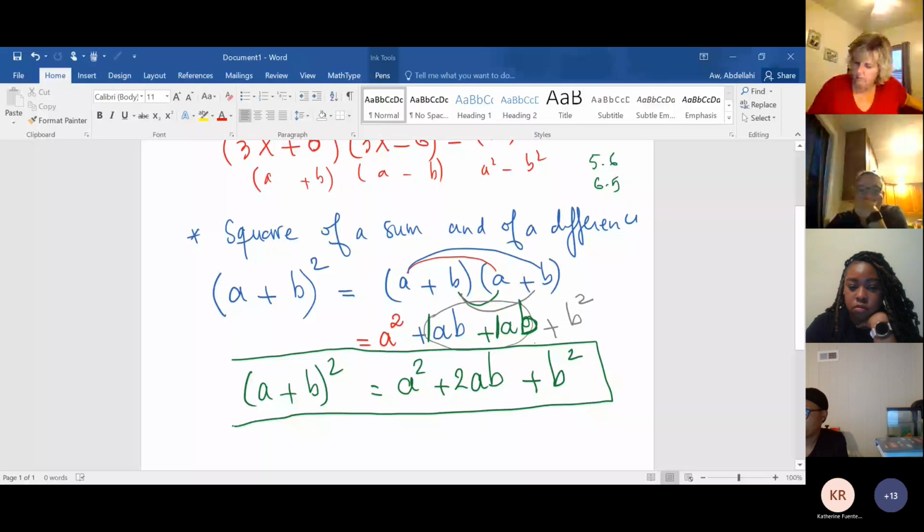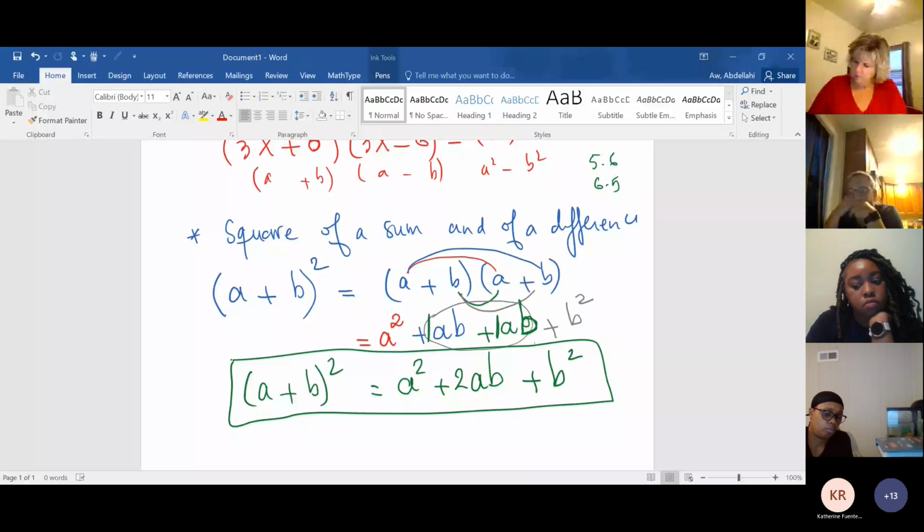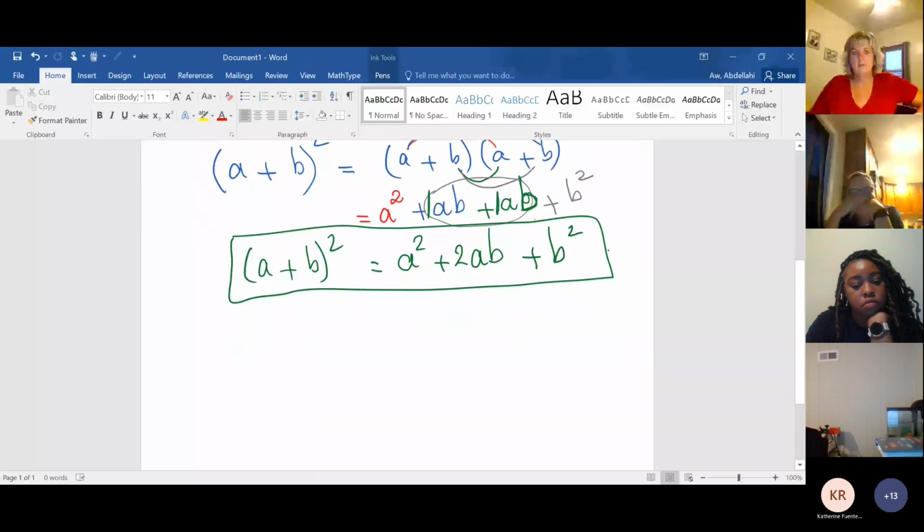Now, what is the advantage of knowing the formula? The advantage of knowing the formula is going faster. If you know the formula, if you know the end, you don't need to distribute. And the end is easy to know. Look at the terms. When you say A plus B squared, what do you get? What is the first term? It is the square of the first one, right?